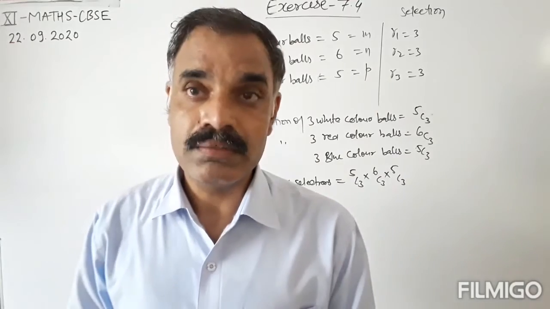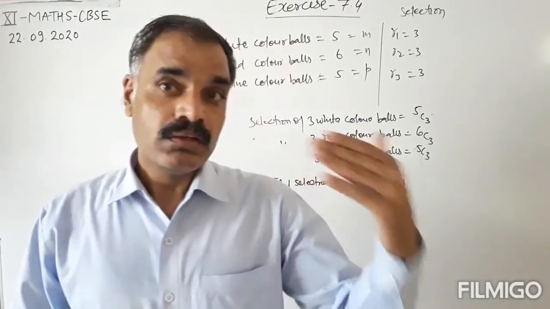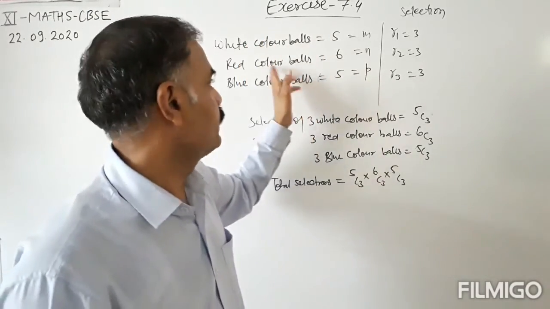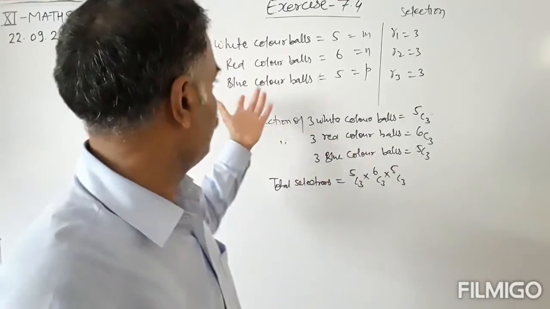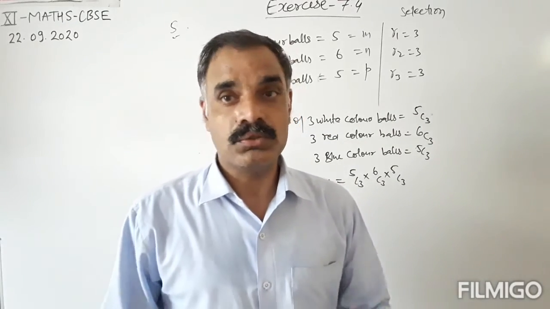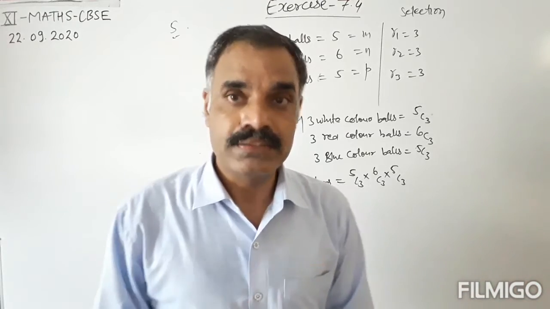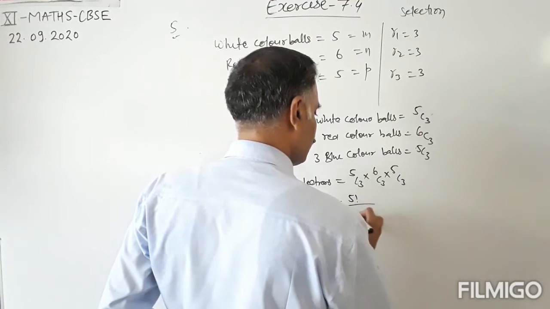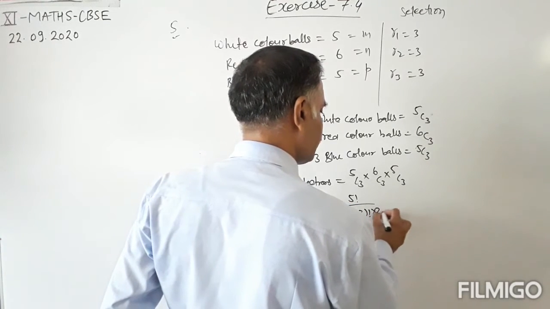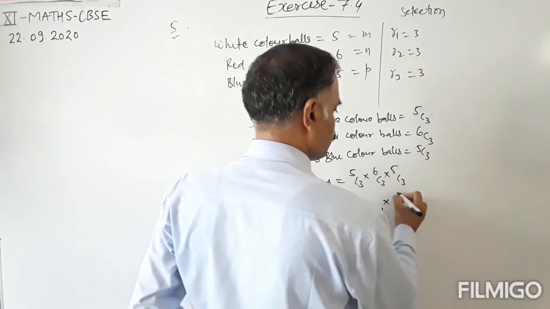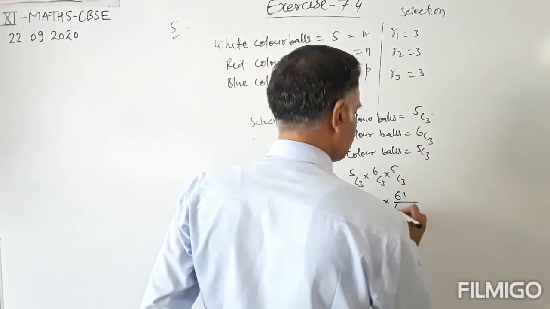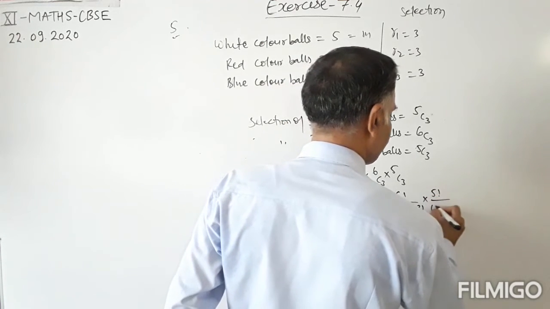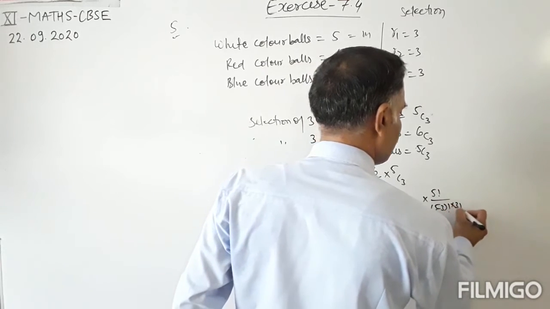Using the fundamental principle of counting means selection of white color balls following the selection of red color balls following the selection of blue color balls. So the numbers of ways multiply each other. Now 5C3 is 5 factorial upon 5 minus 3 factorial into 3 factorial, 6C3 is 6 factorial upon 6 minus 3 factorial into 3 factorial, and then 5C3 is 5 factorial upon 5 minus 3 factorial into 3 factorial.